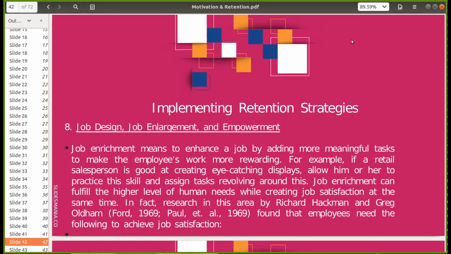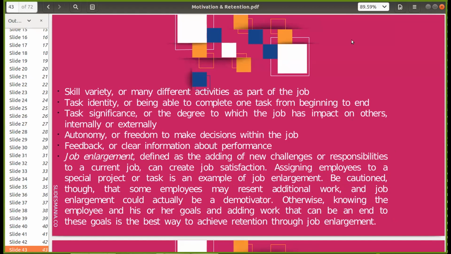Yan. So, according to research by Richard Hackman and Oldham, they found that employees need the following to achieve job satisfaction. Skill variety, or many different activities as part of the job. Task identity, or they're able to complete one task from beginning to end. Task significance, or what impact it has on coworkers, internally or externally, on clients. Then autonomy, or freedom to make decisions within the job, and feedback, or clear information about performance.